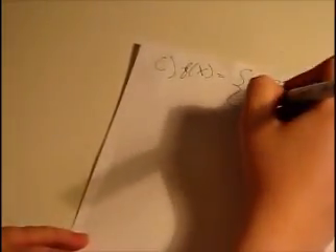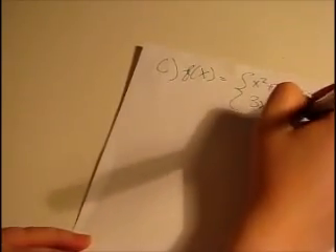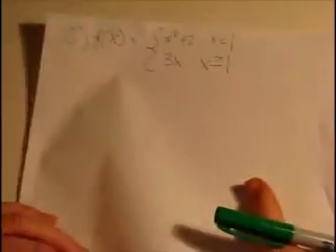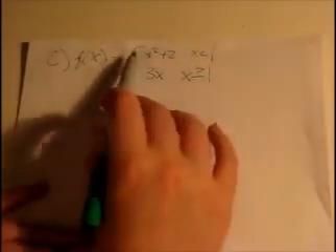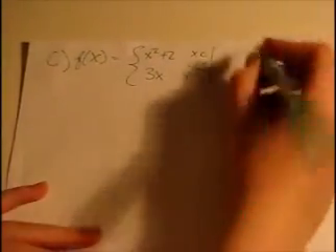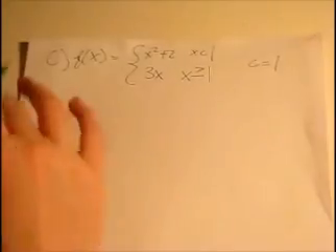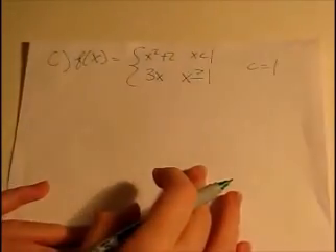f of x equals x squared plus 2 when x is less than 1, and 3x when x is greater than 1. I haven't shown you an example of this before, but this is what we've been given. We want to know when c equals 1. What's up?